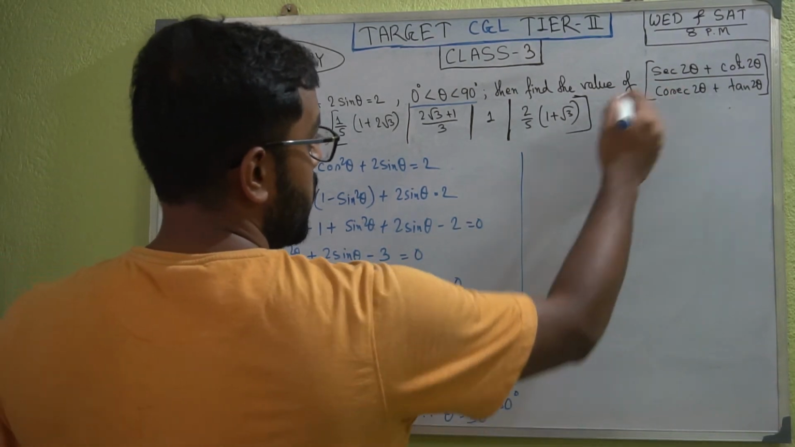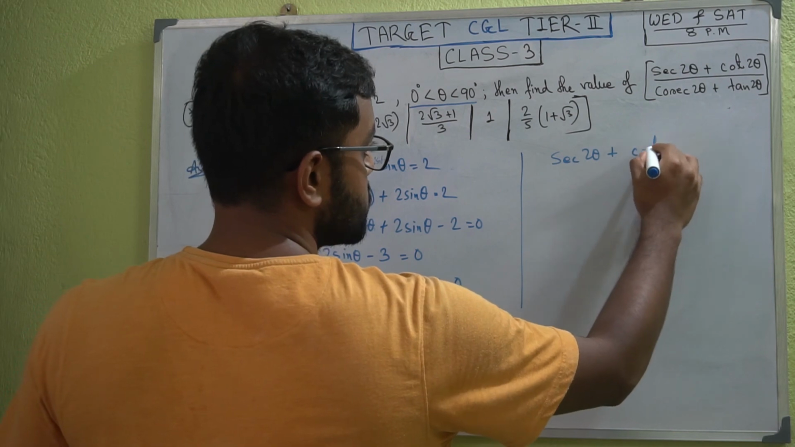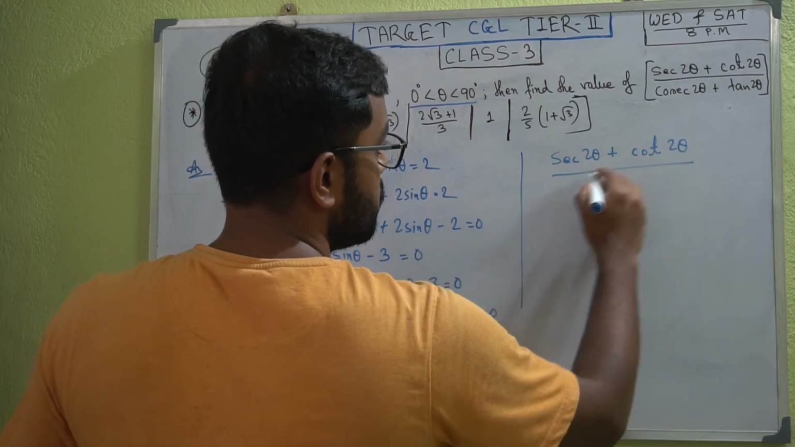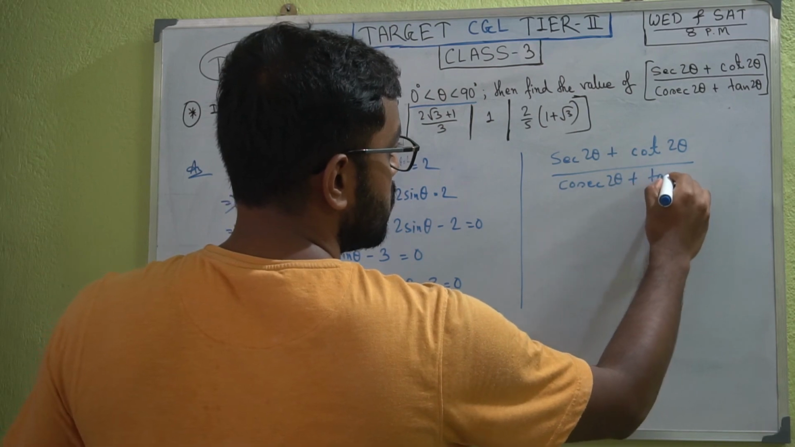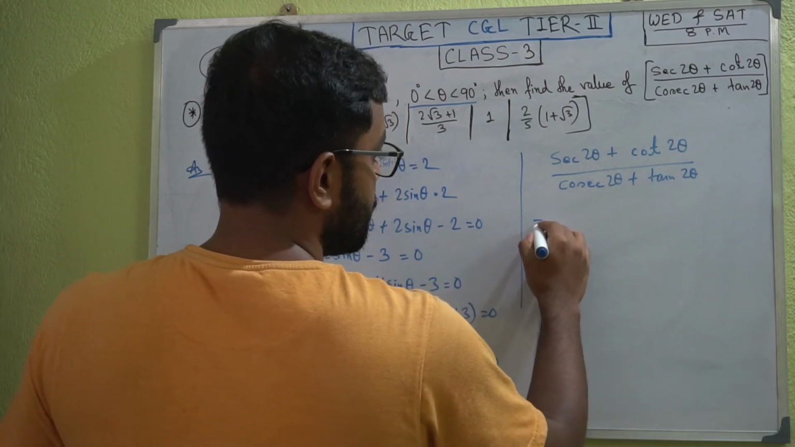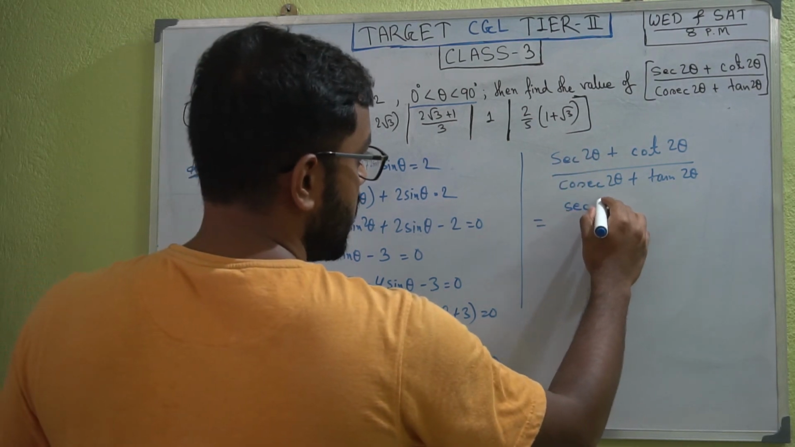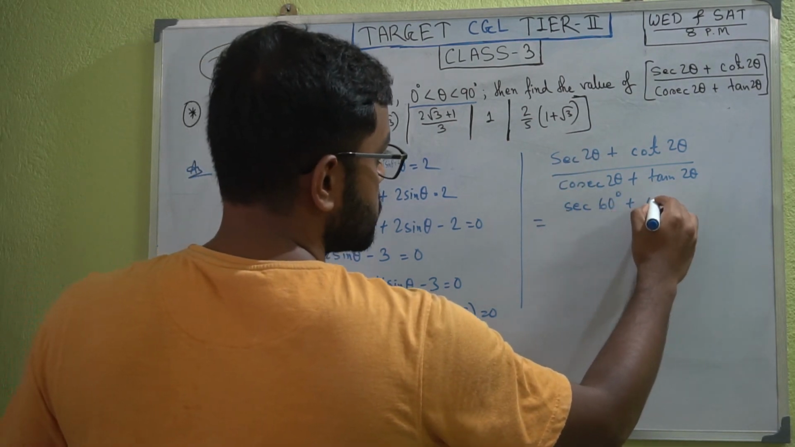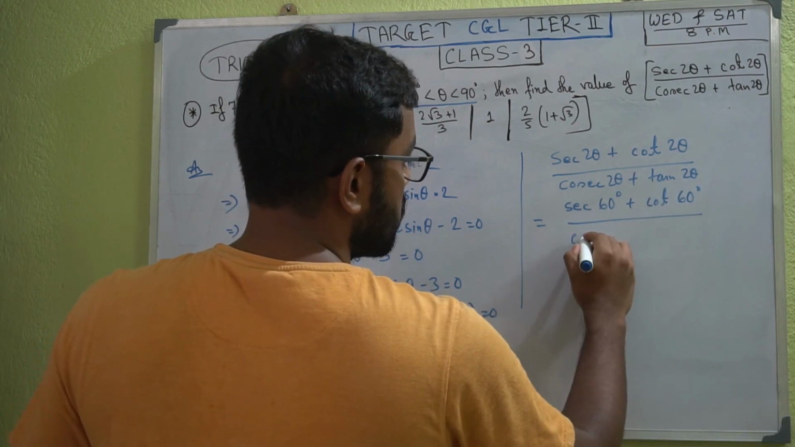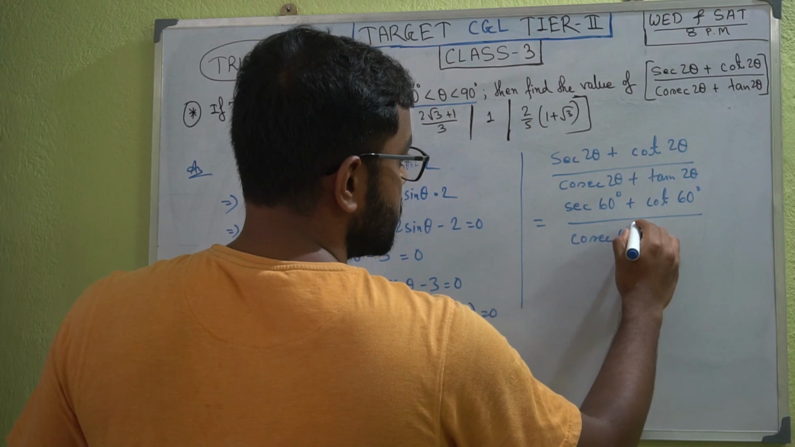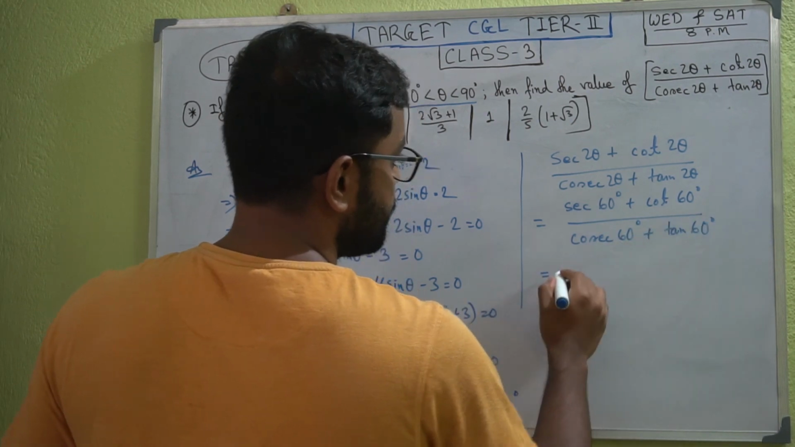Now we have to find the value of this function. Sec 2 theta plus cot 2 theta by cosec 2 theta plus tan 2 theta. Then we put the value of theta equal to 30, that is sec 60 degree plus cot 60 degree by cosec 60 degree plus tan 60 degree.